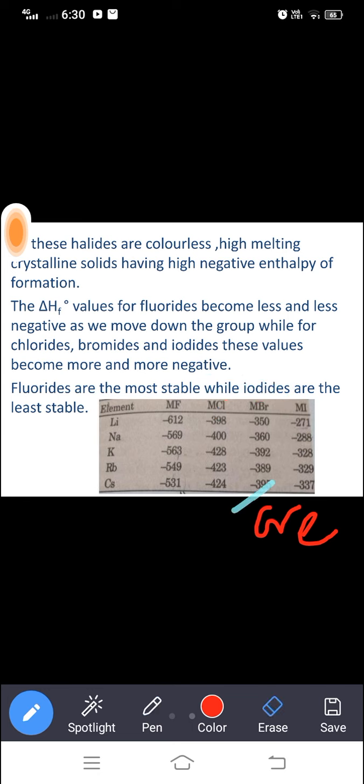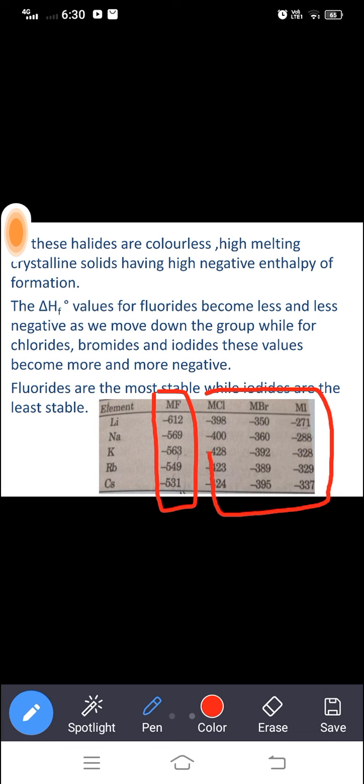So what is happening here? Why does it happen like that? Only for the fluoride, with alkali metals, the enthalpy of formation decreases when you move down the group. That means from more stable to less stable. But for the rest of the three, chloride, bromide and iodide, when they react with the alkali metals, the enthalpy of formation goes from less stable to more stable. That means less negative to more negative.